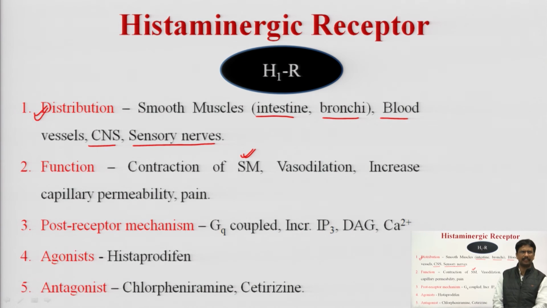What is the mechanism of action responsible for the H1 mediated functions? The Gq GPCR pathway is the main one, which leads to the stimulation of secondary messengers like IP3 and DAG, which lead to the influx of calcium. What is the agonist? Histaprodifen is the agonist of H1, whereas chlorpheniramine and cetirizine are antagonists of the H1 receptor.